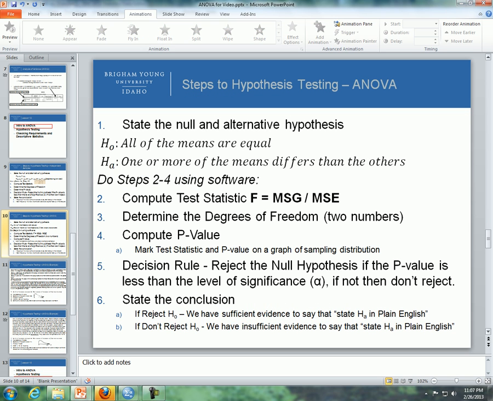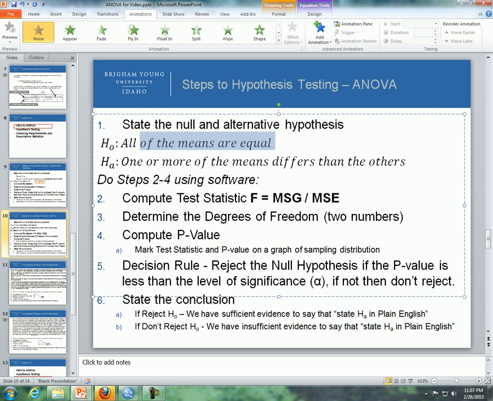Okay, so now when we deal with ANOVA, we have the same steps, but now they're slightly different. For instance, how we state the null and alternative hypotheses, we more or less state in English. For the null hypothesis, we say that all the means are equal. That's the null hypothesis. And the alternative is that one or more of the means differ from the others. That's the alternative. Okay. Steps 2 through 4, we compute a test statistic, which is an F.